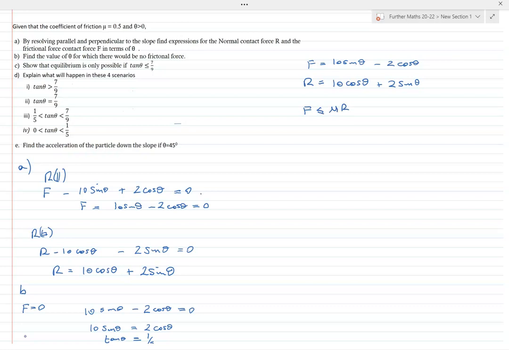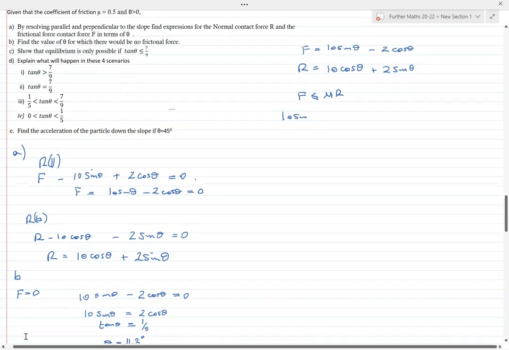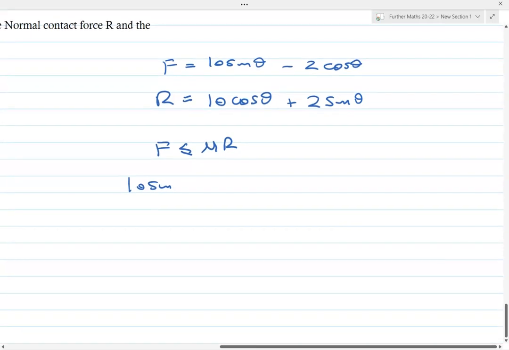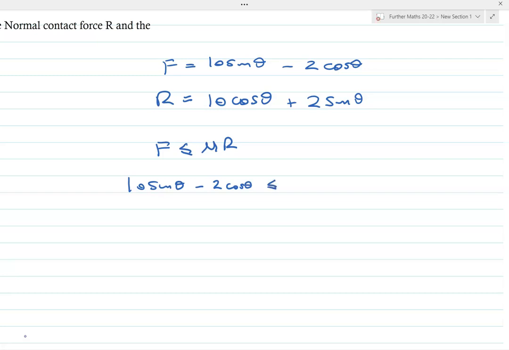So friction can't just carry on increasing forever, it's limited by that. So we can just put our expressions in, and we're told that mu is 0.5, so we can put that into our expression to get tan theta, the inequality that we require. So 10 sine theta minus 2 cos theta is less than or equal to 0.5 times R, which is 10 cos theta plus 2 sine theta.